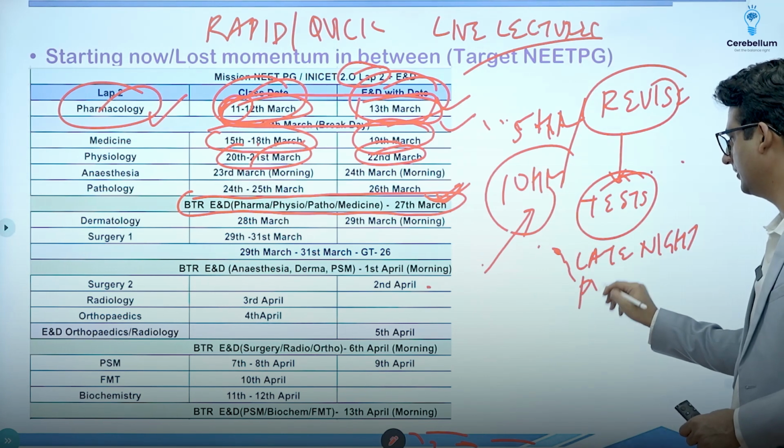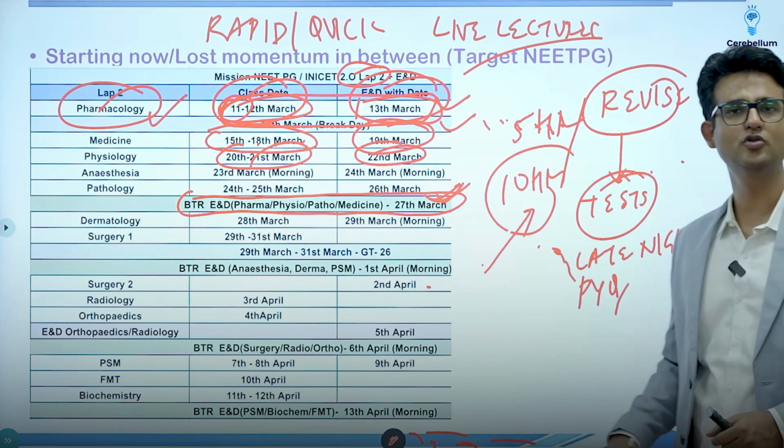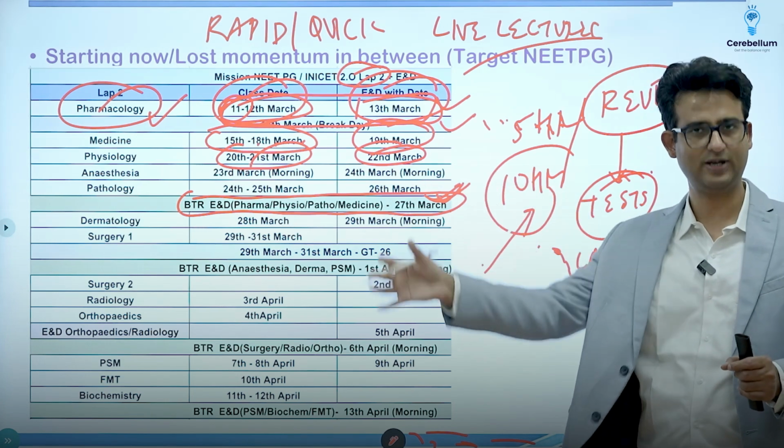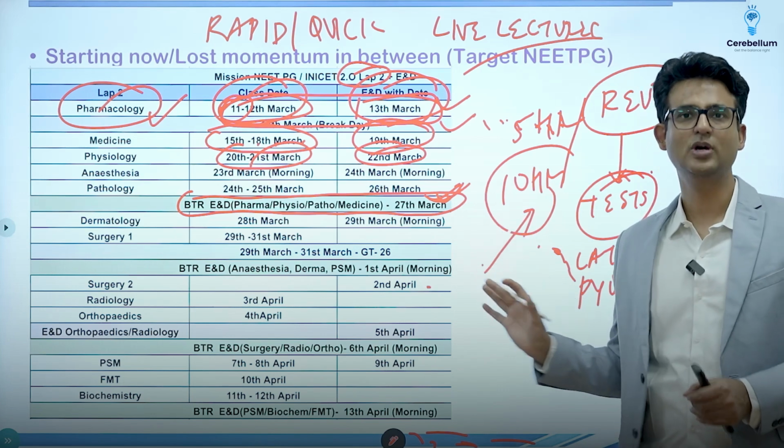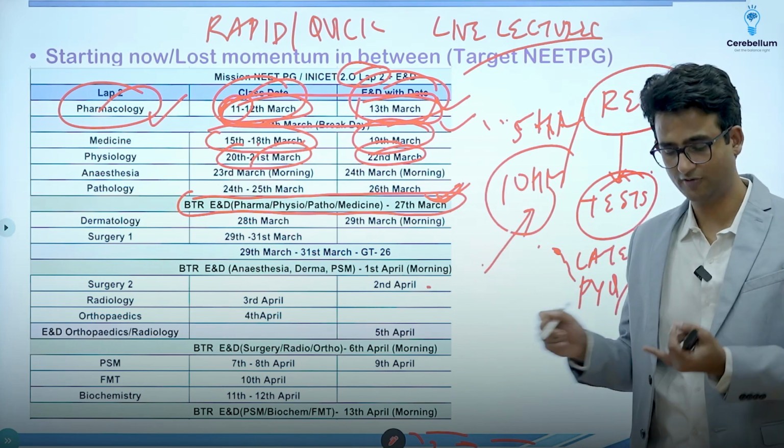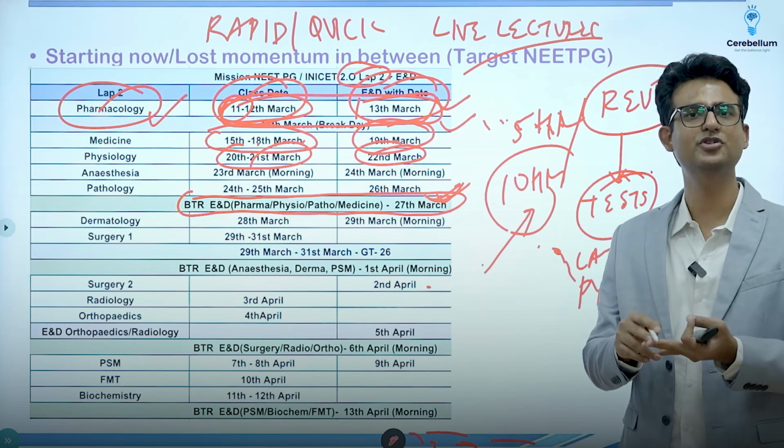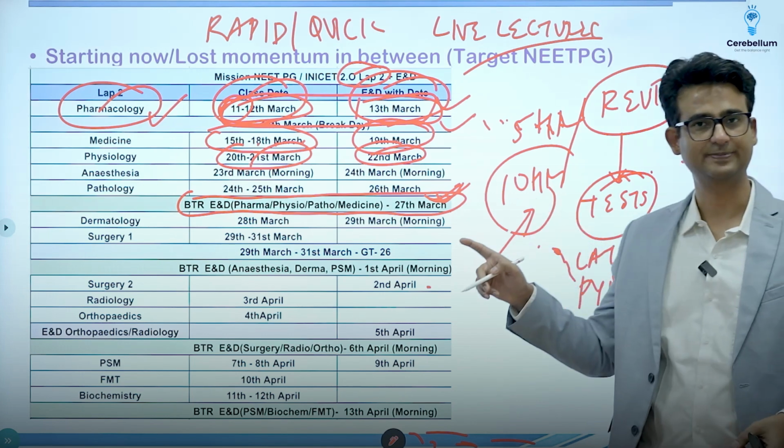You'll scroll down and then you will find late night PYQs of pharmacology. Pharmacology 1, 2, 3, 4, 5. These tests you have to attempt. They are the PYQs of NEET PG, INI-CET, some FMGE questions as well. And they are subject based.